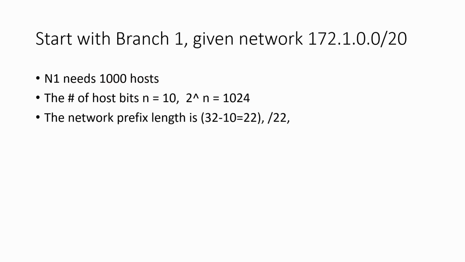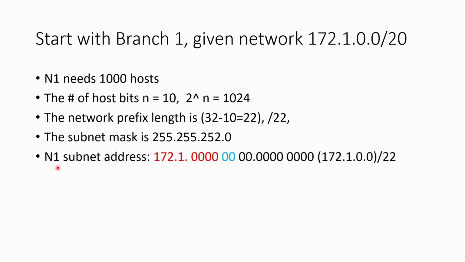Now, once the host bits determined, we calculate the network prefix length. That is the length of the IP address 32 minus the host bits 10. Give us network prefix length is 22. So we got the subnet mask is /22 to accommodate 1,000 hosts. Write it into the subnet mask is 255.255.252.0. Now we can write down the N1's subnet address, which is 172.1.